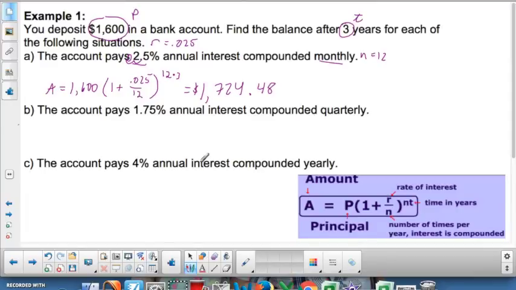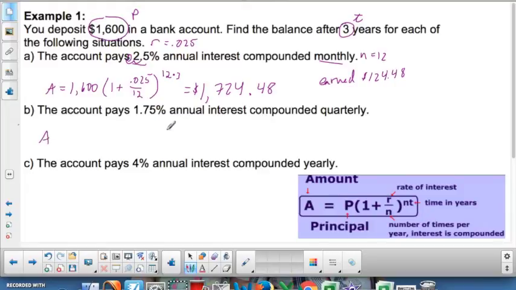Now, if I was asking how much interest did I earn, well, then I'm going to subtract off that initial 1,600 that I put in. So I earned 1,600 minus this gives me $124.48. So that's some free money over 3 years. It's not too shabby. All right, so let's look at how it changes when we do a different problem.